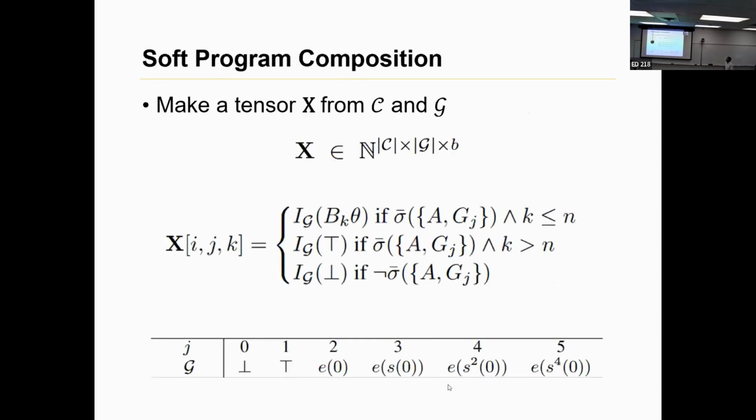So the next step is the composition of the program. For that we make a tensor. The dimension would be C cross G cross B. You know C and G. What's B? B is basically the maximum number of subclauses which can be there in all the clauses which are there in capital C. So what's each element of X?